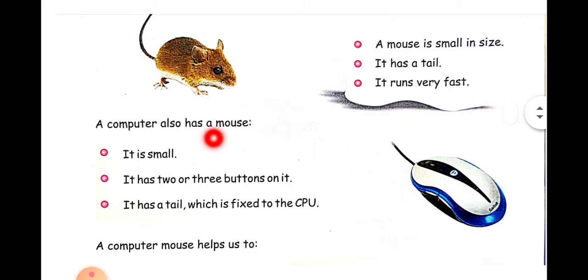Look here. It is small, just like that mouse, and it has 2 to 3 buttons on it. It has a tail which is fixed to the CPU. Okay, so we have 3 buttons. One is the left button here and the right button here. In the middle you have a scroll button.